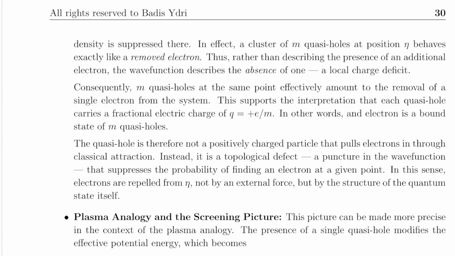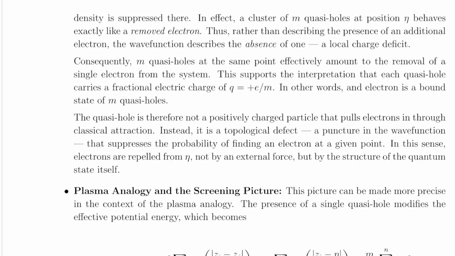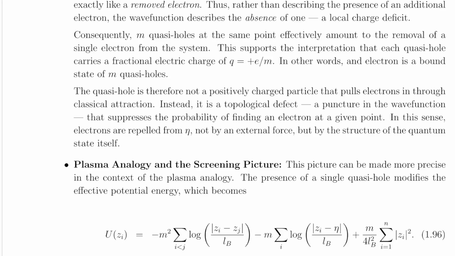A cluster of m quasi-holes behaves like a removed electron, implying that each individual quasi-hole carries charge plus e over m. In this picture, an electron itself can be thought of as a bound state of m quasi-holes. But the quasi-hole is not a real particle that pulls electrons in by attraction. Rather, it is a puncture in the quantum fluid, a region from which electrons are excluded by the wave function itself.